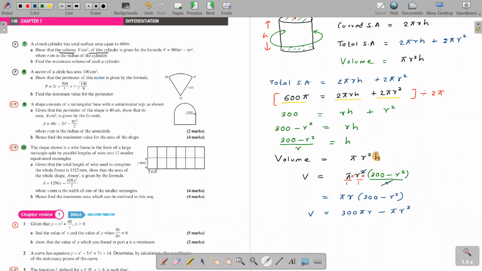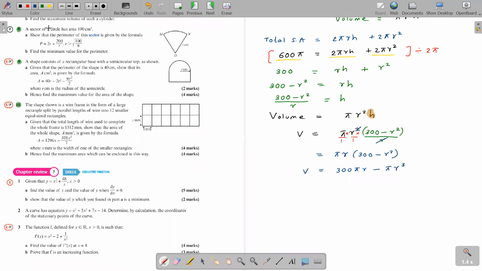Then the next thing we do is find the maximum volume of such a cylinder. How do we find the maximum volume? Obviously maximum means they expect you to do what here? Whenever the words maximum or minimum are used, you must remember stationary points, which means differentiate and set it to 0. That's what we mean by maximum or minimum. So let's differentiate dV by dr.